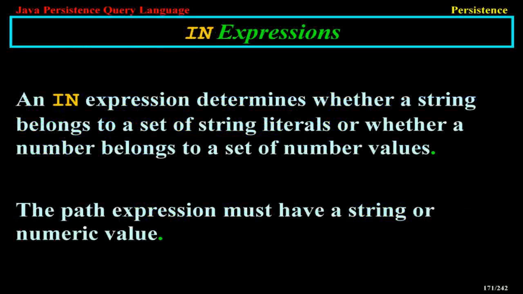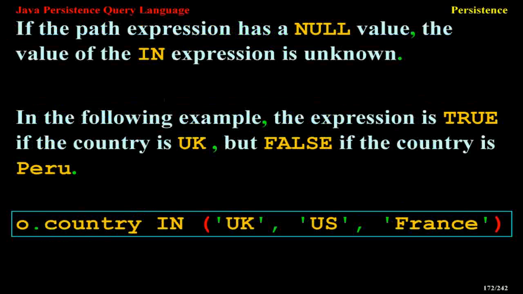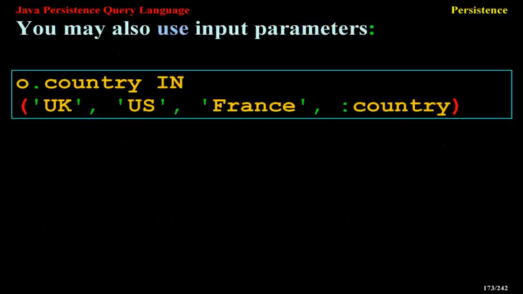In expressions. An in expression determines whether a string belongs to a set of string literals or whether a number belongs to a set of number values. The path expression must have a string or numeric value. If the path expression has a null value, the value of the in expression is unknown. In the following example, the expression is true if the country is UK, but false if the country is Peru. o.country in ('UK', 'US', 'France'). You may also use input parameters. o.country in (?1, ?2, ?3).